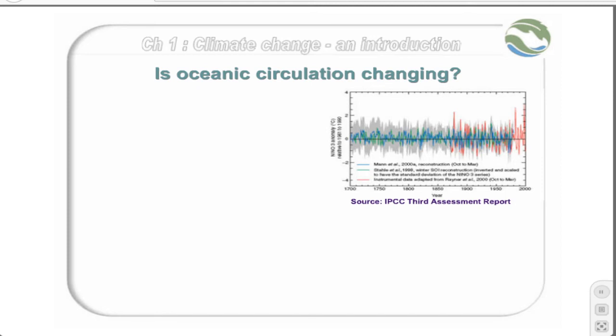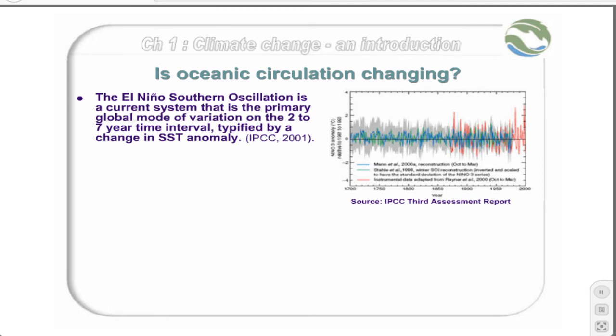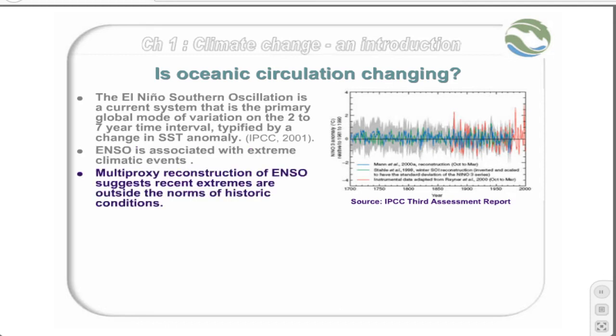This clearly begs the question, is oceanic circulation currently changing? A good place to start is with ENSO, the El Niño Southern Oscillation, which is a current system that is the primary global mode of variation on the 2 to 7 year time interval, and it is typified by a change in sea surface temperature anomaly. It is very strongly associated with extreme climate events. A multi-proxy reconstruction of ENSO suggests that recent extremes are outside the norms of historic conditions.